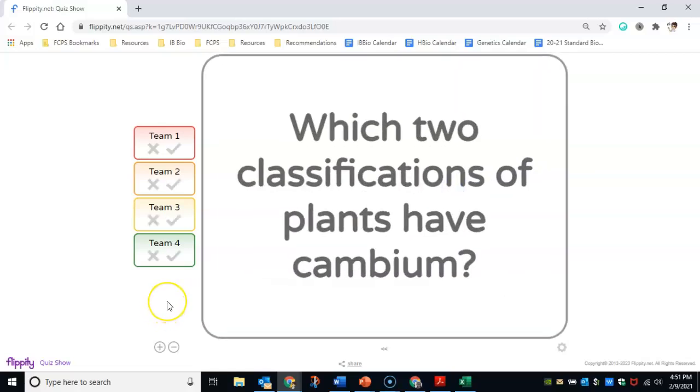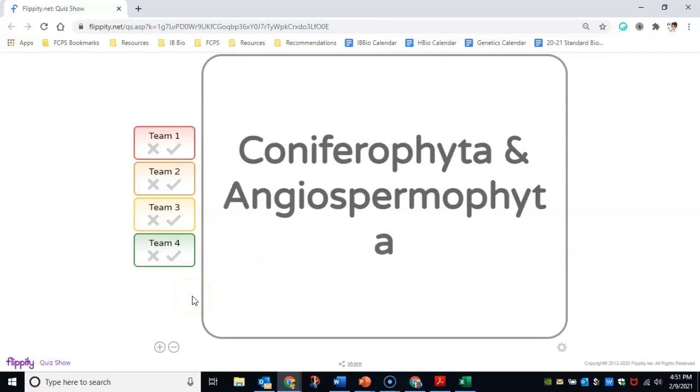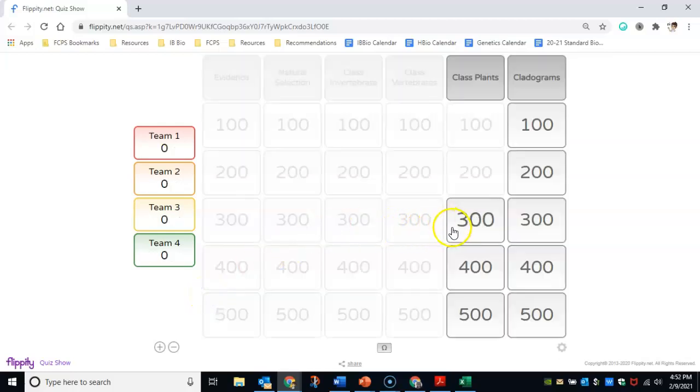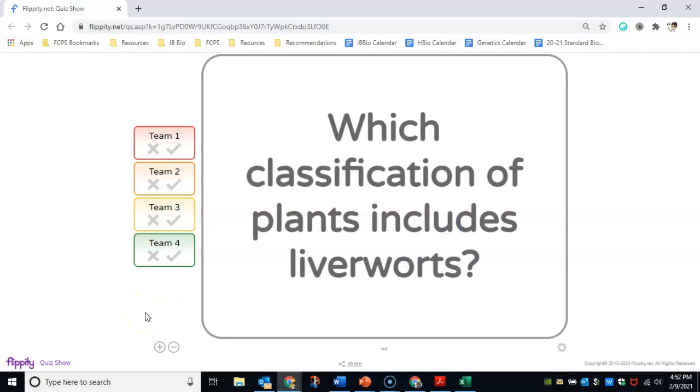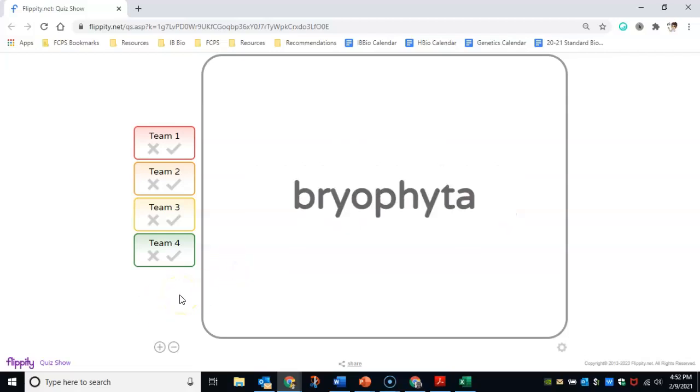For 200, which two classifications of plants have cambium? Cambium. Remember, that's in a stem. And the only ones that really have stems that would grow big enough to have cambium would be conifers and angiosperms. So think pine trees and flowering plants. For 300, which classification of plants includes liverworts? Liverworts. Where have you ever heard that word before? Bryophytes. This is sort of obscure, but not really. I mean, how many types of mosses do you know, right? So liverwort is one of them. Now you know.